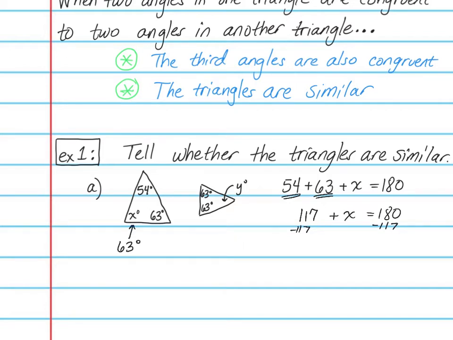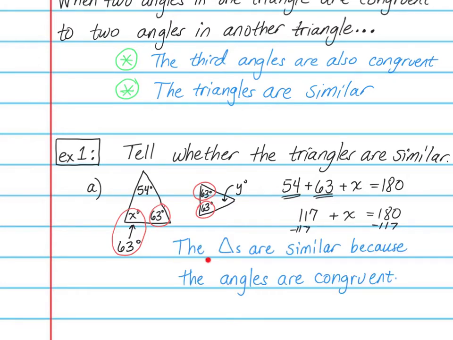Now, when we look at this, we see that we have a 63 degree angle here, and we have another 63 degrees. Over on the other triangle, we have a 63 and a 63, which means that these two triangles are similar. So my answer is the triangles are similar because the angles are congruent.